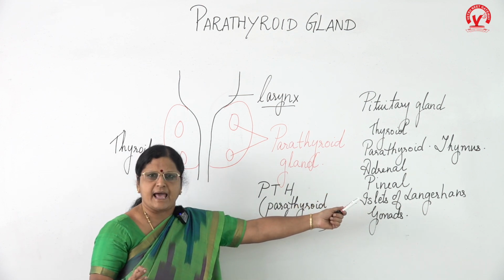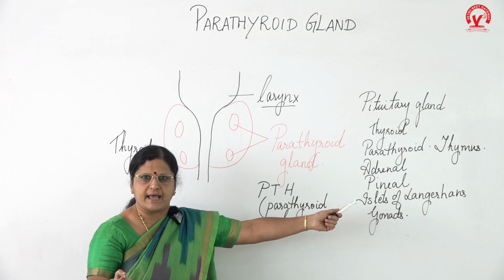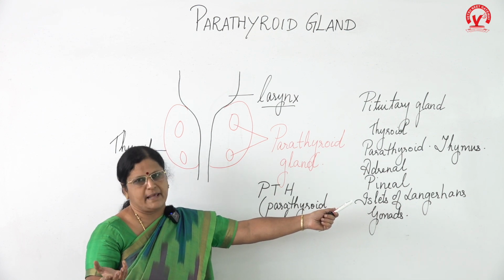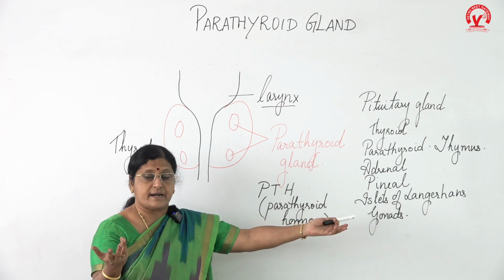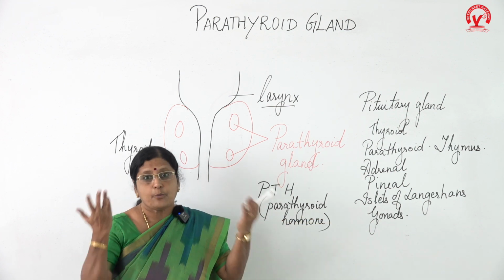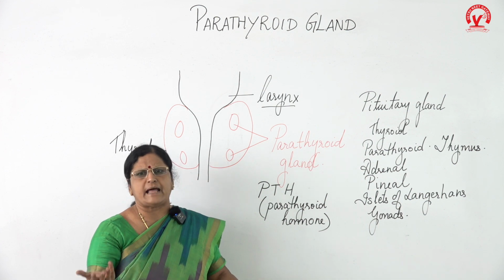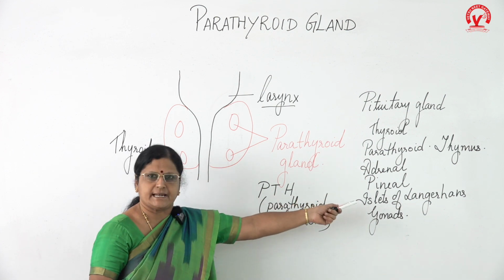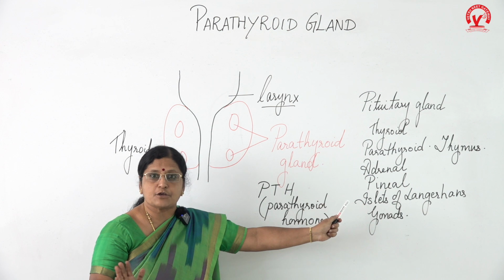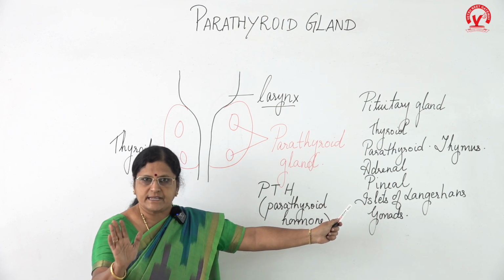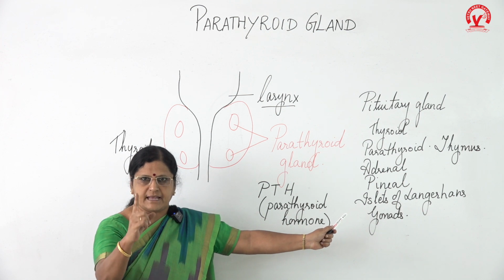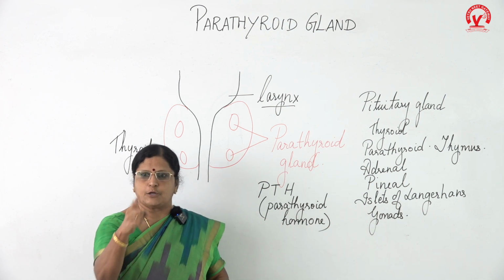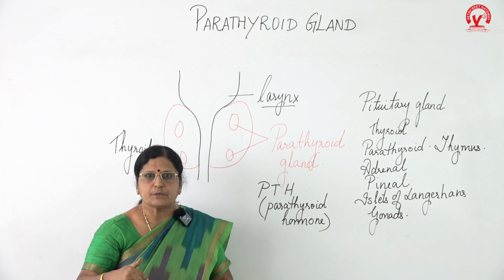Next, the pineal gland, situated near the pituitary gland, secreting a hormone called melatonin. It plays a major role, of course, but the studies about it are not very well done. Therefore, not much importance is given to the pineal gland. Next, the islets of Langerhans, located within the pancreas. These islets of Langerhans are what look after our blood sugar.